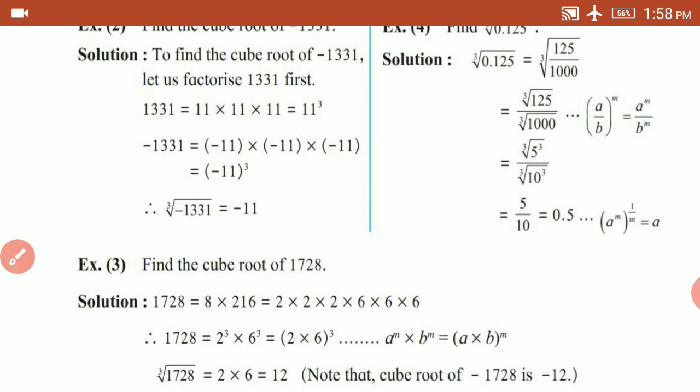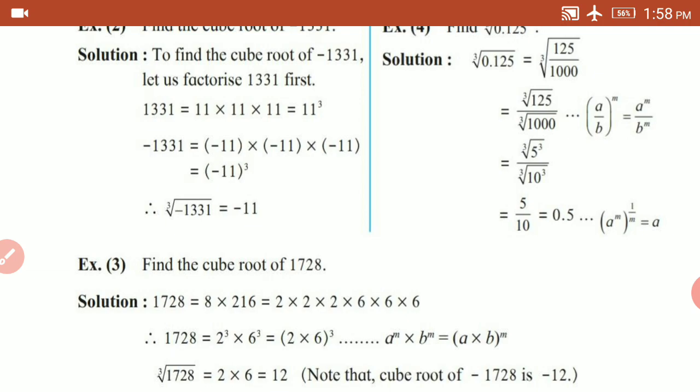Then example number 4, find the cube root of 0.125, which is equal to cube root of 125 upon 1000. This decimal is converted into a fraction, that is 125 upon 1000.